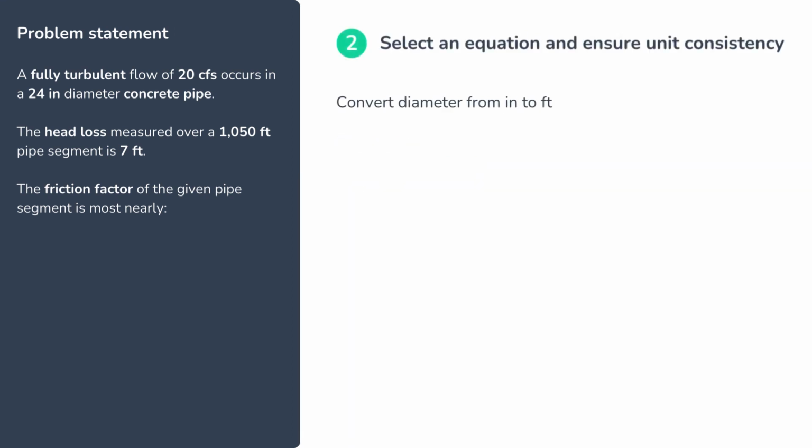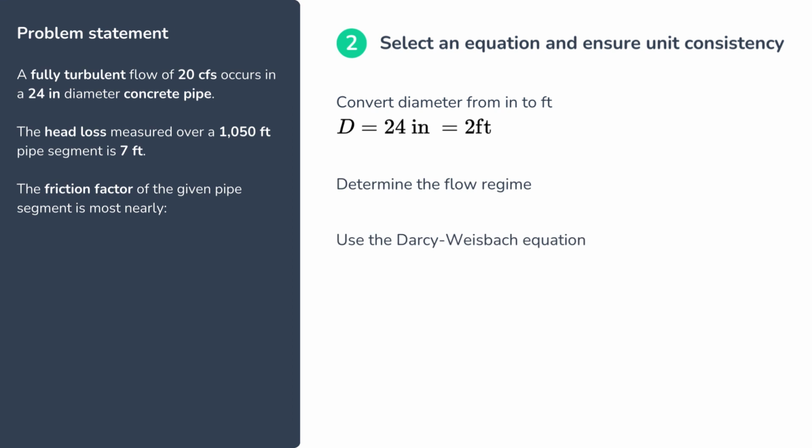Next, we convert the diameter from inches to feet. So, 24 inches becomes 2 feet. Now, even though we usually calculate the Reynolds number to determine the flow regime, in this case, we're already informed it's fully turbulent. We'll now use the Darcy-Weisbach equation.